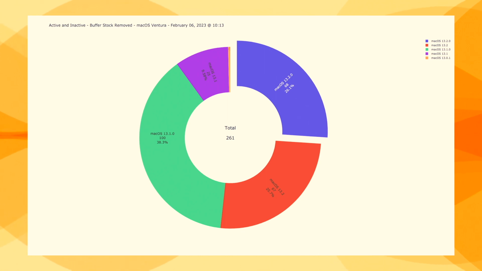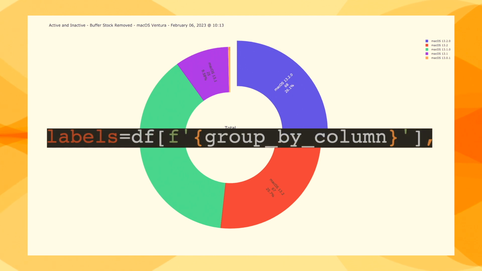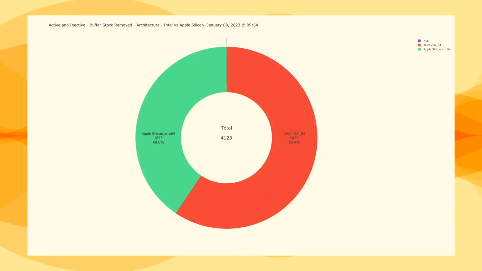And once I discovered that, I ended up rebuilding the function that builds the donut graphs to take an argument for the group by column. So I then just need to pass in the name of the column that I want to group the charts by. It does need to be exactly the column name. So if we wanted to, for example, grab a chart based on the architecture of the machine, we can get something that looks a bit like that.